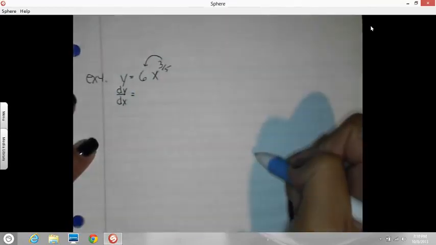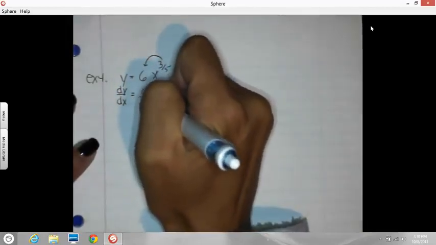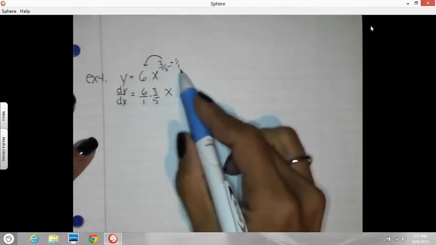So, that comes down 6 times 3/5. If you can do that in your head, that's fine. I'm going to write it out. 6 over 1 times the 3/5. X to the 1 less power. I've got to subtract 1 from that. 1 over 1. Remember, to subtract fractions, you need a common denominator. So since I've got a 5 here, I'll make this 5 over 5. So now my numerator is 3 minus 5 is a negative 2/5.